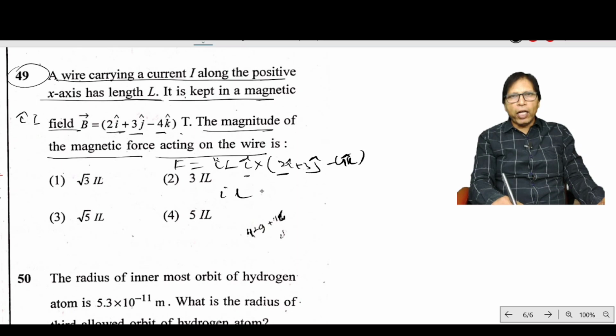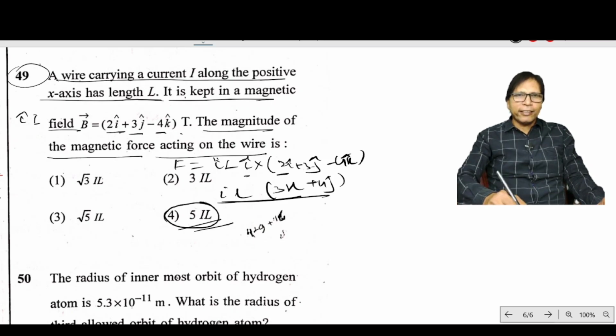Now I into L, here i cross j is k, so this is 3k. Now i cross k is minus j, so this is 4j. So the magnitude of force is root under 3 square plus 4 square into IL. Root under of 3 square plus 4 square is equal to 5. So 5 IL is the answer.